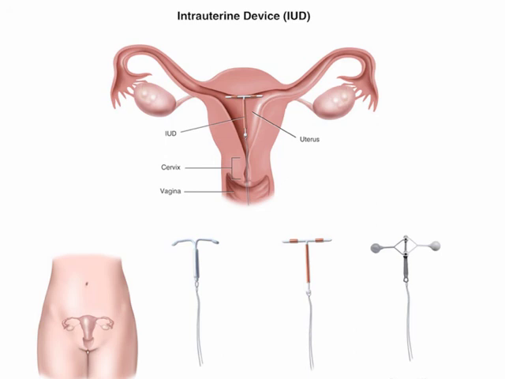Now, these have copper, which affects how the sperm move and helps prevent embryo implantation. It needs to be inserted by a trained health professional. The advantages are they're long-lasting and low maintenance. The disadvantages are the irregular and heavy periods. They can be more expensive up front, but not necessarily in the long run, and they may slip out and may cause side effects.